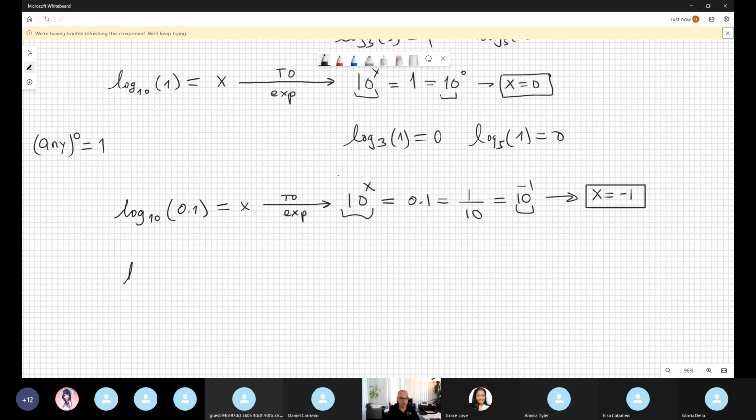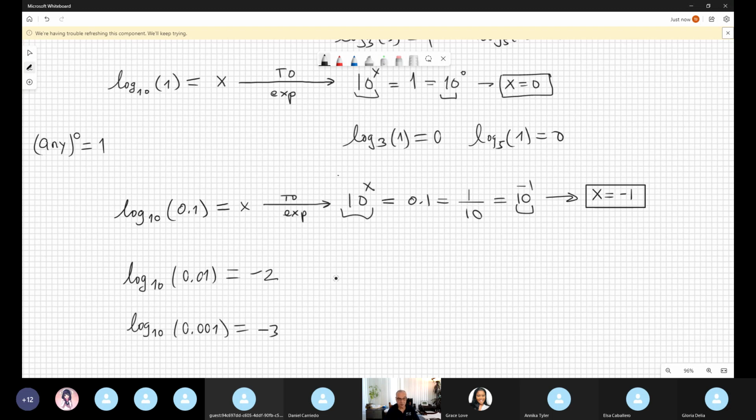And what about logarithm base 10 again of 0.01? Confusing. I don't understand anything. It's negative 2. Super cool. It's negative 2. And logarithm base 10 of 0.001. So one more zero after the decimal point. It's -3 and so on.